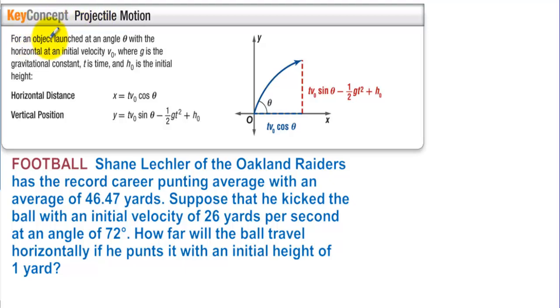Projectile motion. For an object launched at an angle theta with the horizontal at an initial velocity v naught, where g is the gravitational constant, t is time, and h naught is the initial height. The horizontal distance given all these values is x equals t times v naught cosine of theta, and the vertical position is y equals t v naught sine of theta minus 1/2 g t squared plus h naught, where g is equal to 32 feet per second squared, or 9.8 meters per second squared.